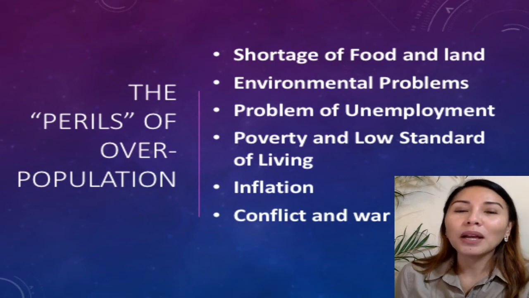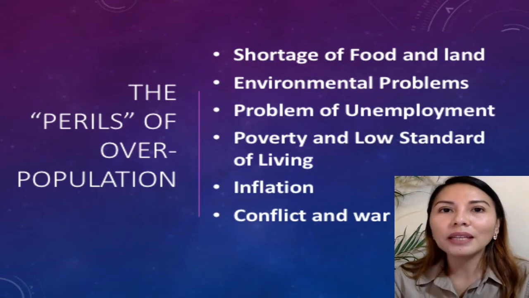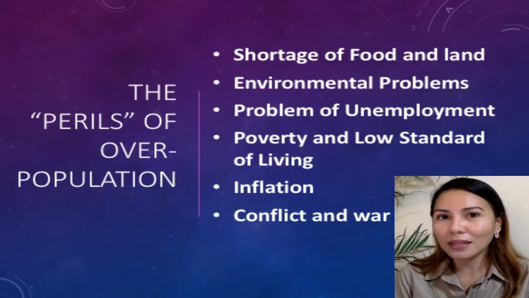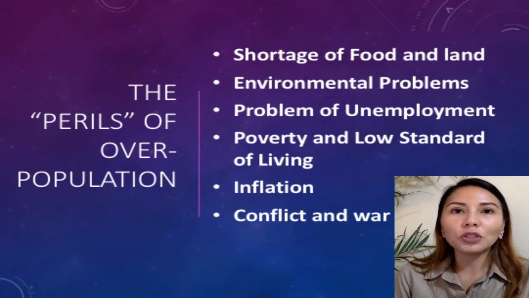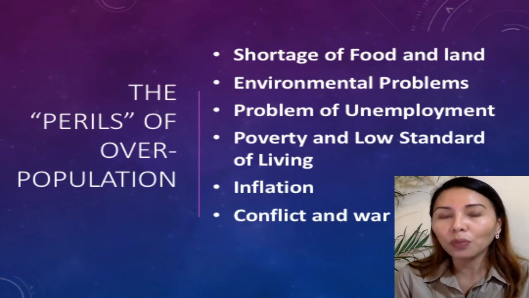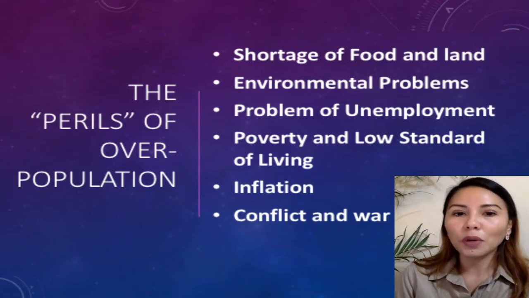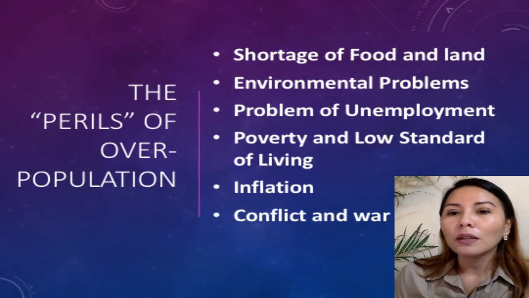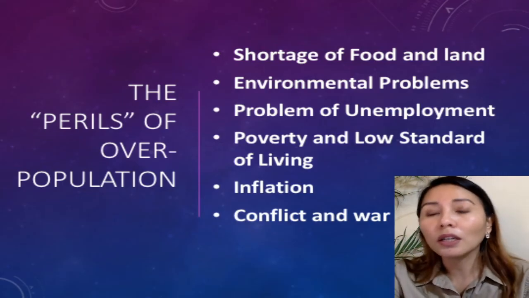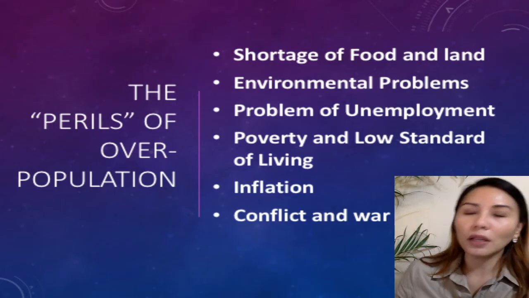On the bad side, the perils of overpopulation include shortage of food and land. Many scientists believe that we have already exceeded the maximum carrying capacity of the earth. The Food and Agricultural Organization warns that in order to mitigate the impact of population growth, food production must increase by 70%. Annual cereal production must rise to 3 billion to add to the current 2.1 billion, and yearly meat production has to go up by 200 million to reach 420 million.